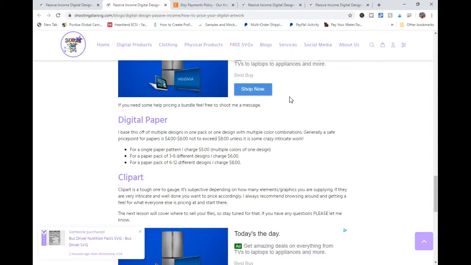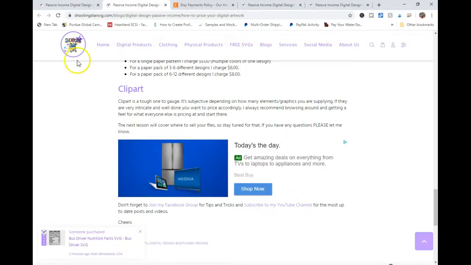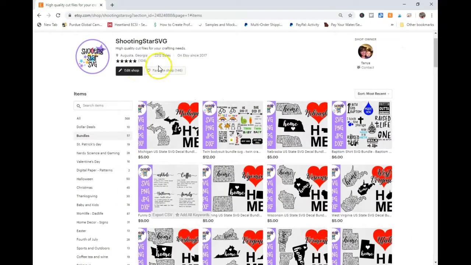If you are a digital paper seller, I usually charge anywhere between $4 to $8, depending on how many papers are in a pack and what I'm looking at in that regard. And clip art is a tough one because it really depends on what your artistic level is, what you're providing, how detailed it is, if it's hand drawn, if it's created on the computer, how many elements or graphics you have. So what I recommend to people when they're trying to price their clip art or their paper is to do a search on Etsy and see what other people are pricing their work at and try to find a mid-grade price. And that's usually a good starting point.